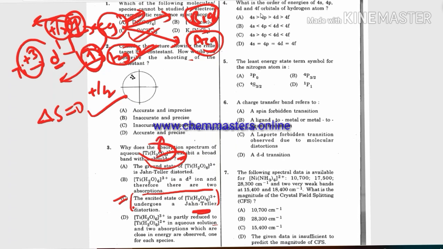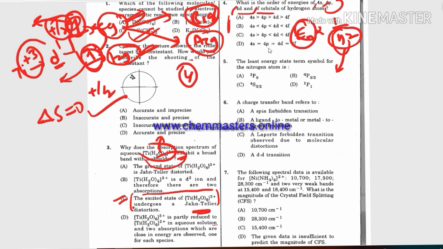Now next question, the fourth one: what is the order of energies of 4s, 4p, 4d and 4f orbitals of a hydrogen atom? We know that the energy of a hydrogen atom is directly proportional to 1 by n square. That means the energy of a hydrogen atom is related to the principal quantum number only. In the given problem we have 4s, 4p, 4d and 4f, so all the principal quantum numbers are the same. That means the energy of all the given orbitals must be equal. That's why the fourth option, that is D, is the correct answer.